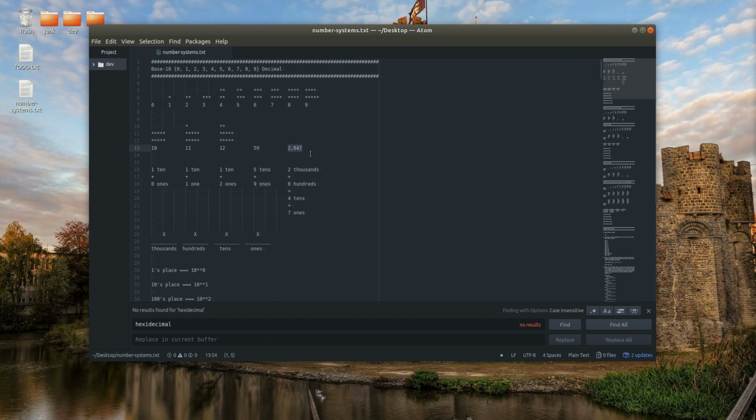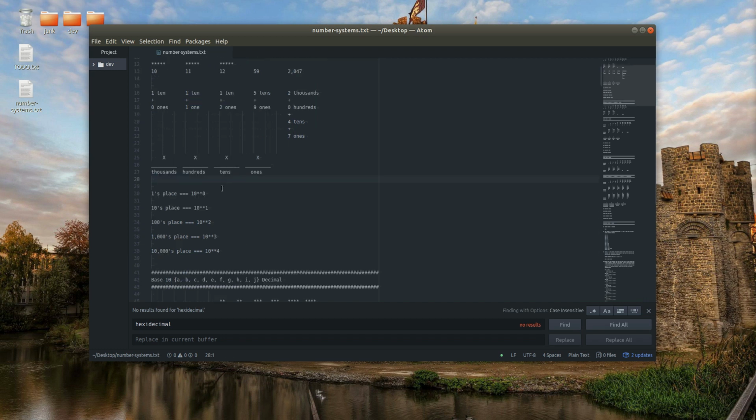A larger number, 2047, that's 2 thousands, 0 hundreds, plus 4 tens, plus 7 ones. So this gets into place values. We have 4 digits in this number, 2047. Each X is a digit. This is the thousands place, the hundreds place, the tens place, and the ones place.